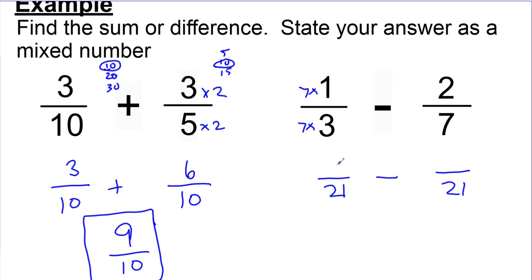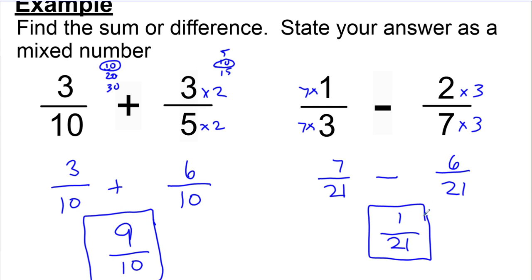So 1 times 7 is a 7. I'm going to do the same thing on the other side. 7 times 3 gives me 21, so 2 times 3 would give me a 6. Now I can subtract these. 7 minus 6 is 1. I am not going to touch the denominators. So 1/21, and that is your answer with the common denominator.